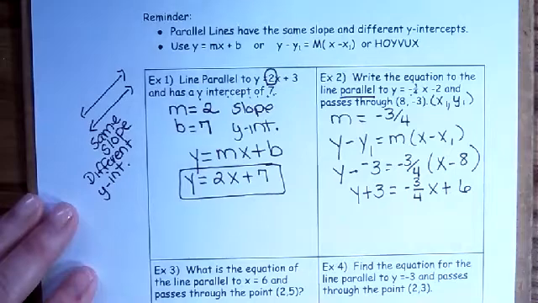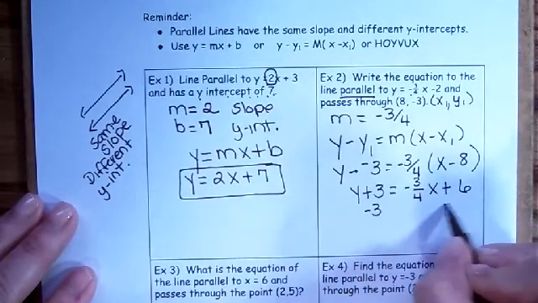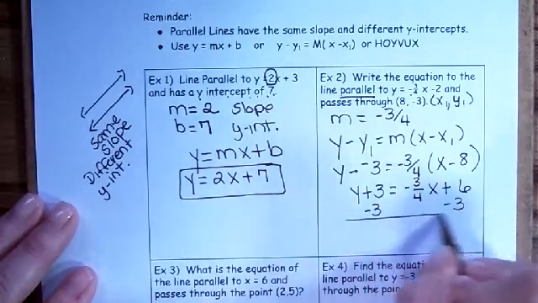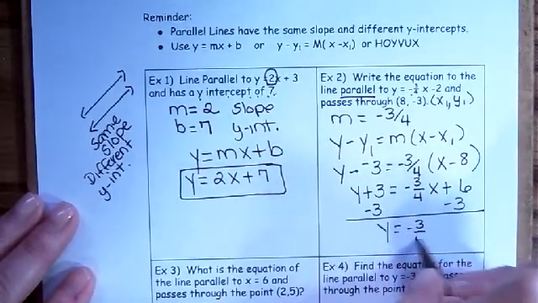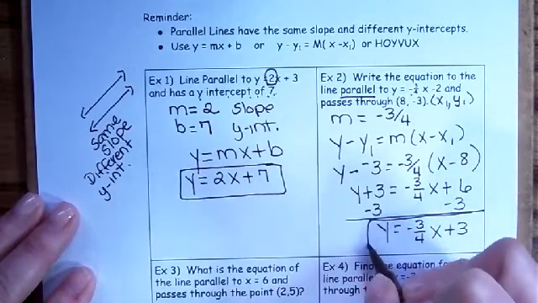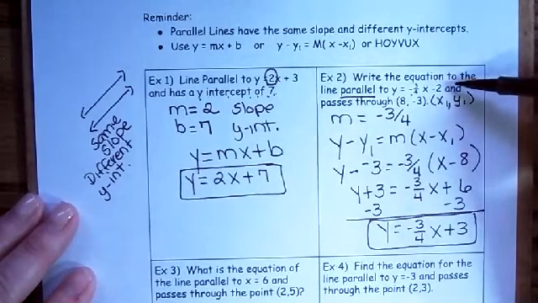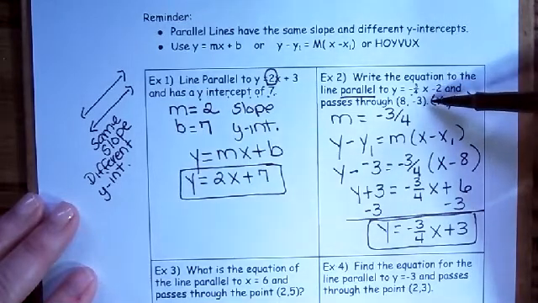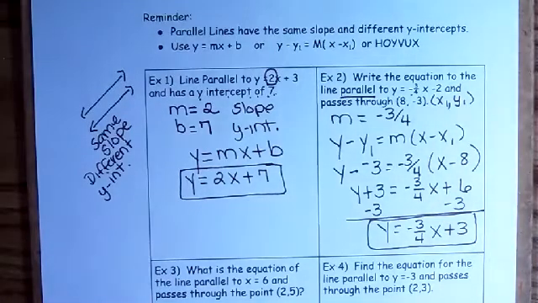Now I just got one last step to do because I just got to move that 3 over. So I'm going to subtract 3 from both sides. And I'm going to get y is equal to negative 3/4 x plus 3. There's my line that is parallel to my equation up here, but that line is going to pass through the point 8, negative 3. Okay? Now, if I wanted to take time, I could stick that in the calculator and prove it, but I'm not right now.